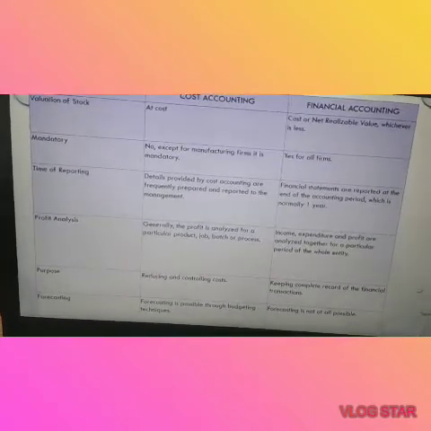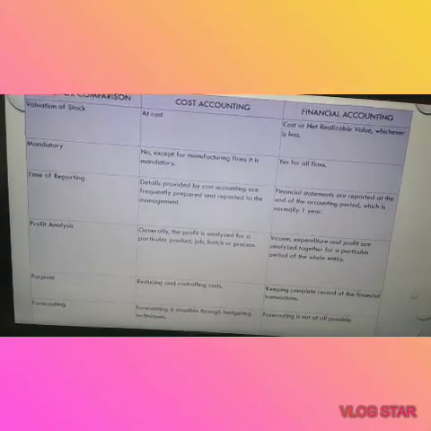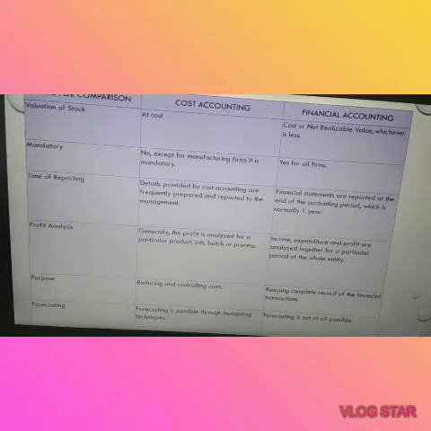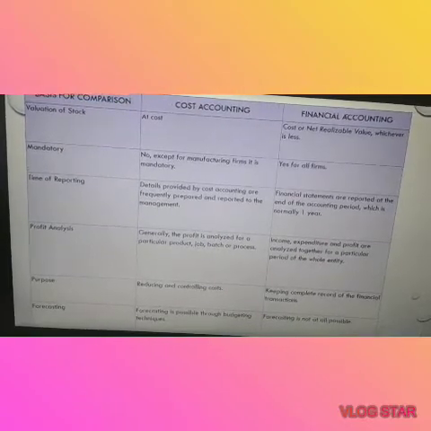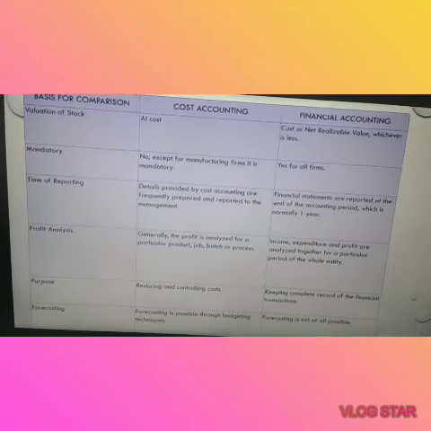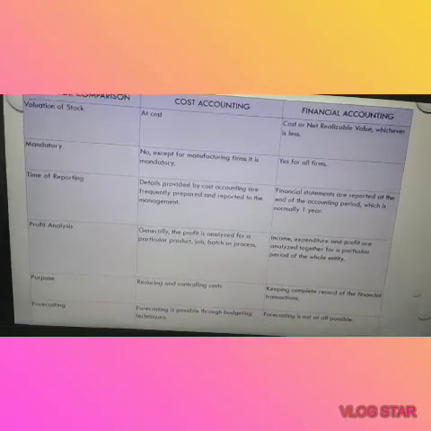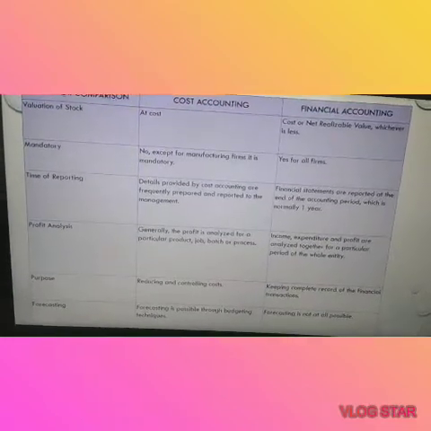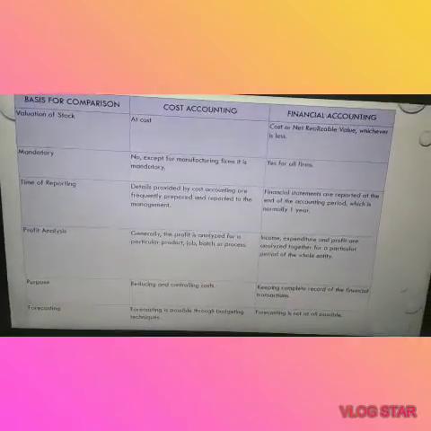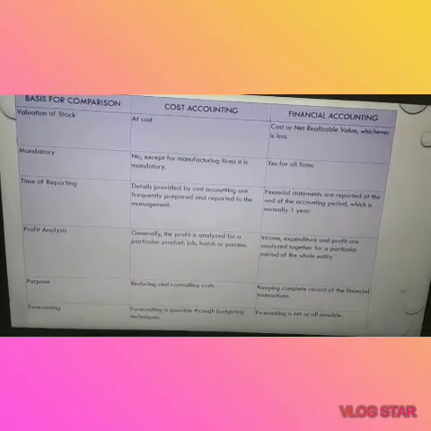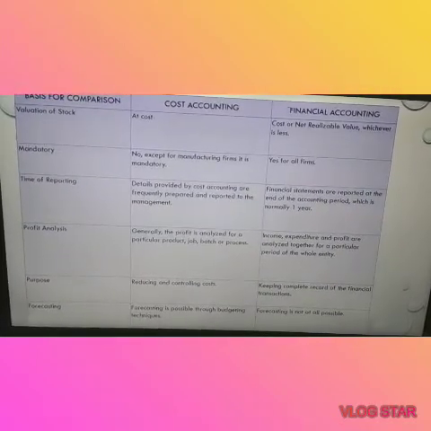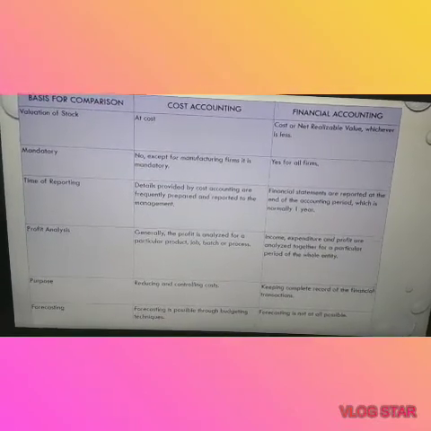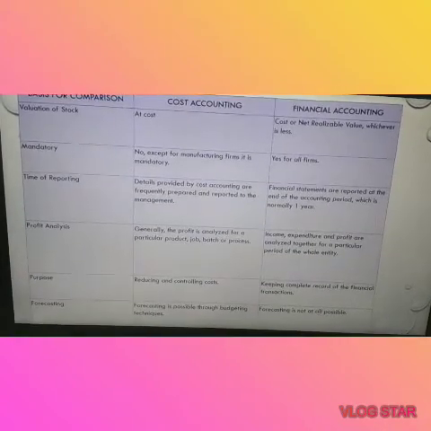Profit analysis. Generally, the profit is analyzed for a particular product, job, batch, or process. But in financial accounting, the income, expenditure, and the profit are analyzed together for a particular period of the whole entity. Purpose: reducing and controlling the cost, which is the main purpose of the cost accounting. But in financial accounting, the keeping complete record of the financial transactions.